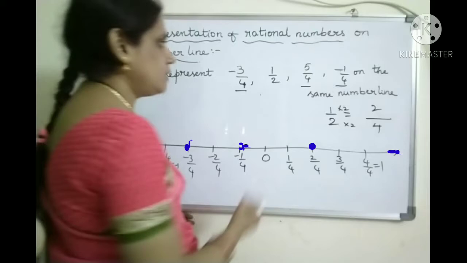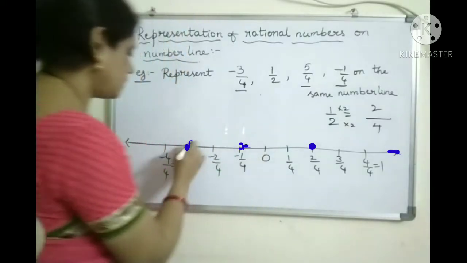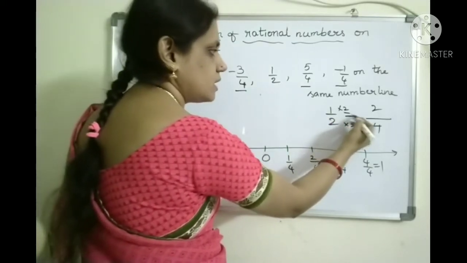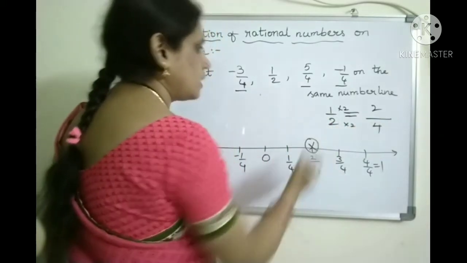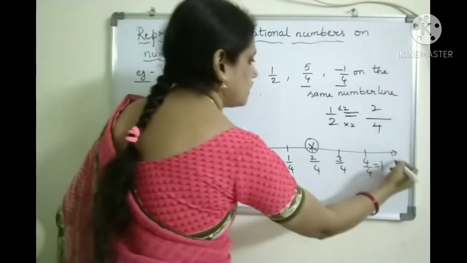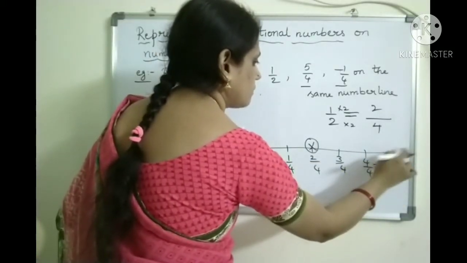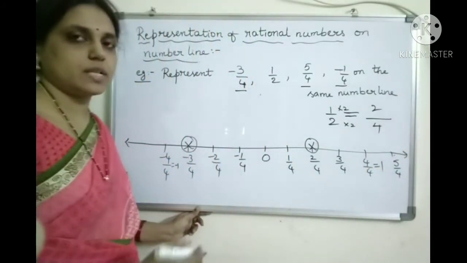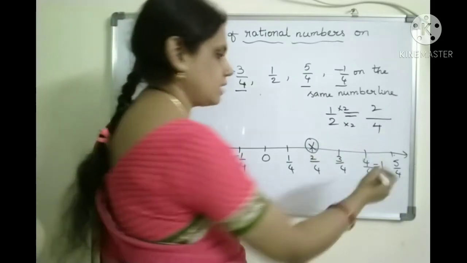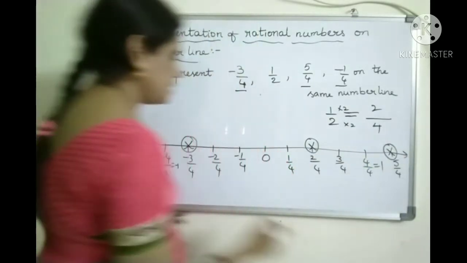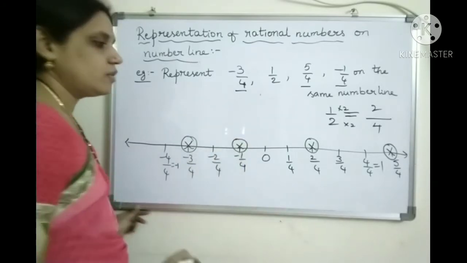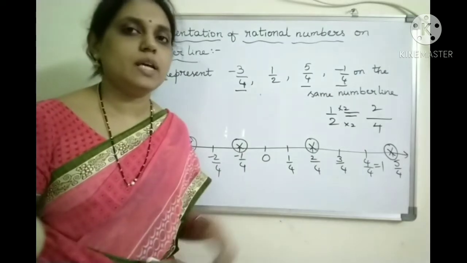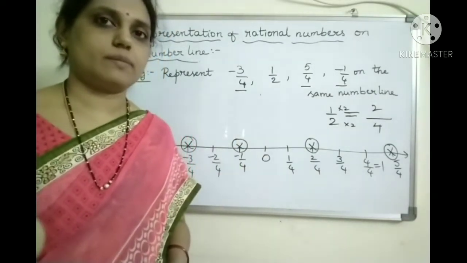Okay, so now let us represent minus 3 by 4 and 1 by 2. 1 by 2 we already converted, what is that? 2 by 4. Then 5 by 4: it comes after 1, since improper rational numbers are greater than 1. Next, minus 1 by 4. In this way we can represent them on the same number line if they have the same denominator.